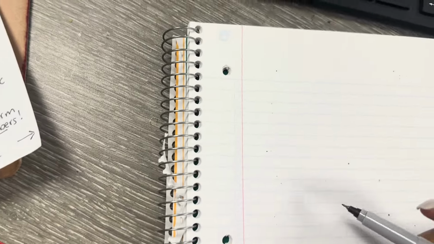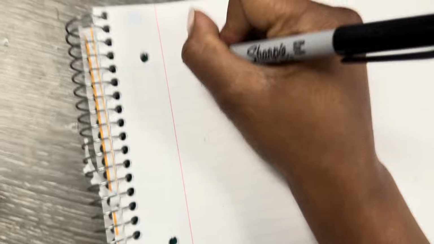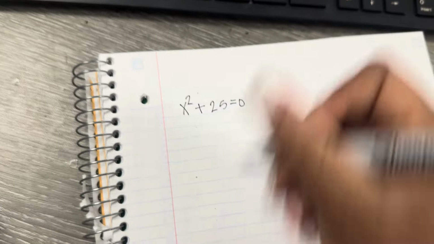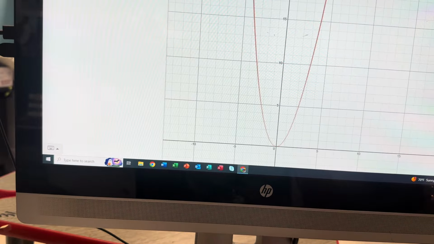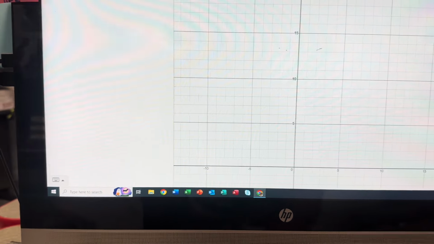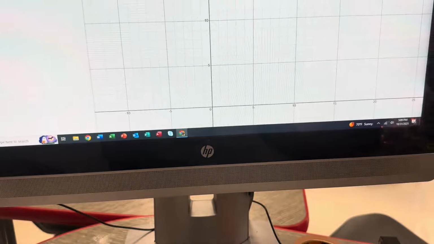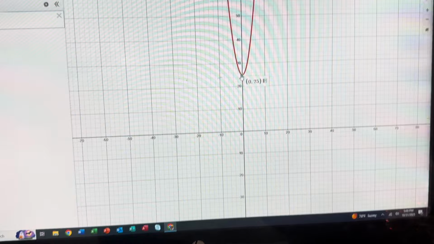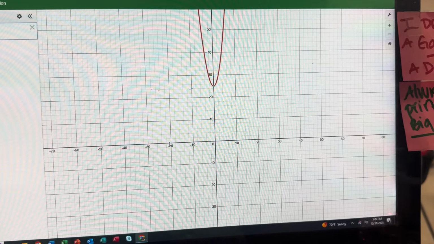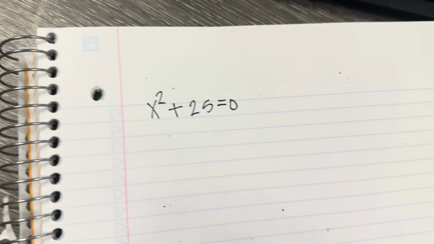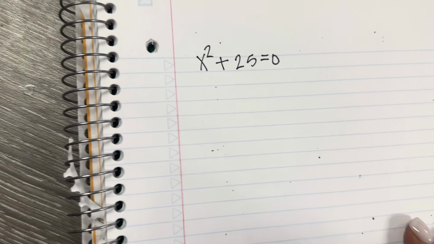So we'll do a couple more of these. All right, so you have x squared plus 25 equals 0. Well, if you were to graph it, you would see that x squared plus 25 equals 0. It's way up here at 25. It does not cross the x-axis at all because it's impossible, right? So let's find the solutions, the imaginary ones instead.